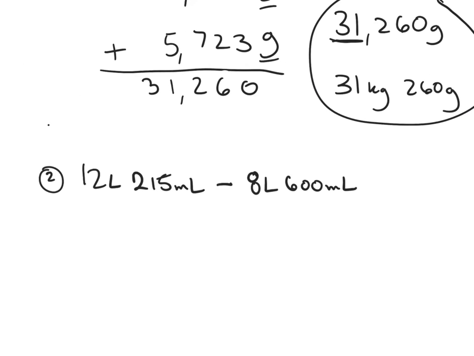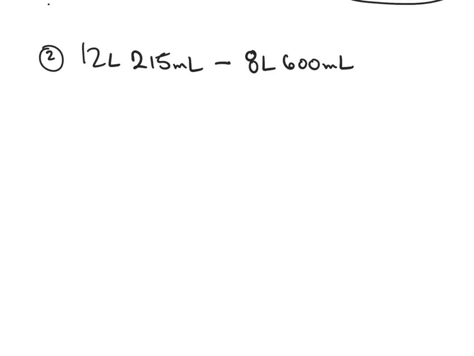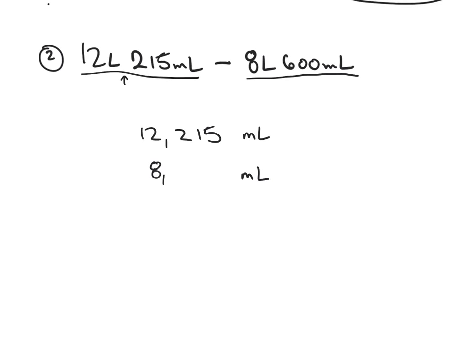We can use a similar process here when we're doing subtraction. In this situation here, I have a subtraction problem involving mixed unit volume measurement. So I have 12 liters and 215 milliliters, and I'm subtracting 8 liters and 600 milliliters. So I'm going to use that same process of converting both of the measurements so that they're represented in milliliters. So the first measurement right here is 12,215 milliliters, and the second one is 8,600 milliliters.